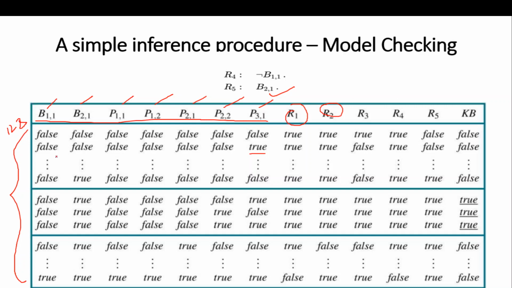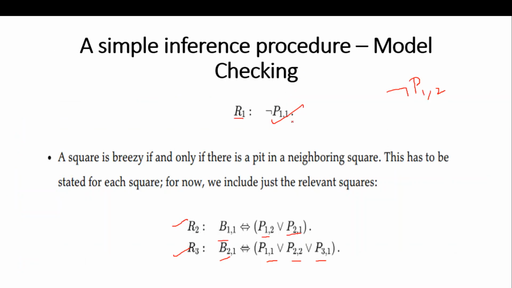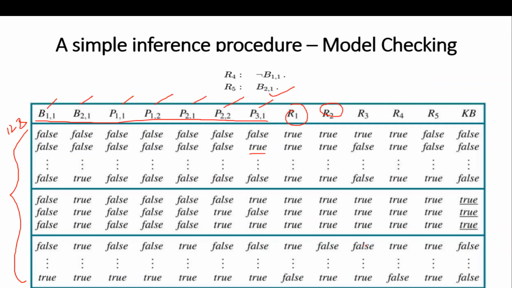Now for each of these 128 combinations, identify what R1 is. R1 means we have to apply this rule. Similarly, identify R2 by applying this rule, identify R3 by applying this rule, identify R4 and R5, and so on and so forth. And also check what is in the KB.